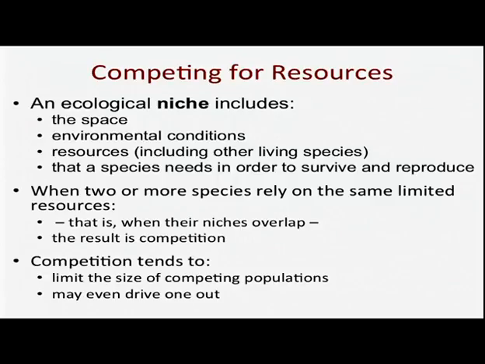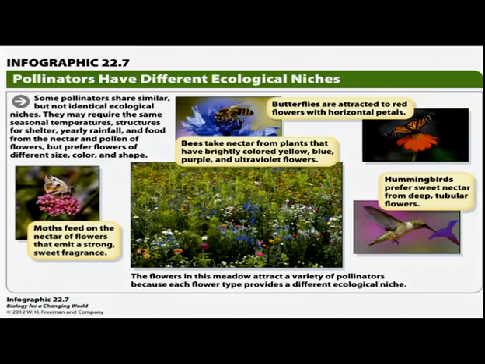And it may either cause extinction, make one leave, or really damage both populations. If they're both really good at getting food, then the competition is going to limit both of their populations. Okay. So this is just an example of the different types of niches there might be.